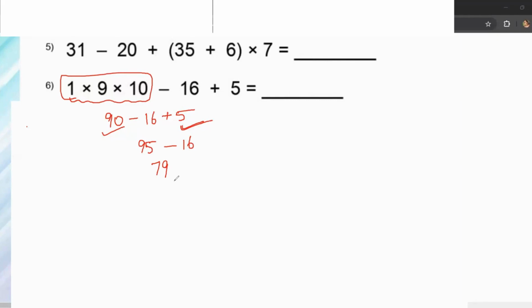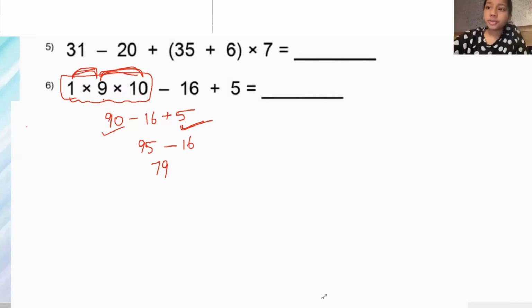Yes, bacha? Ma'am, I didn't understand. I did it like 9 into 10 minus 16 plus 5. So yes, bacha, this 9 into 1 is 9 only. So you wrote it correctly. In the next step, now you multiply 9 tens are 90. Yeah, then I did 90 minus 16 plus 5. Is it correct? Yes, why not? That is absolutely okay.